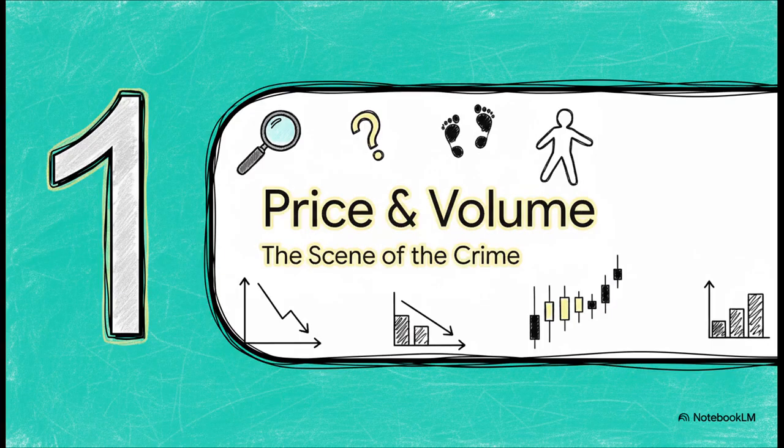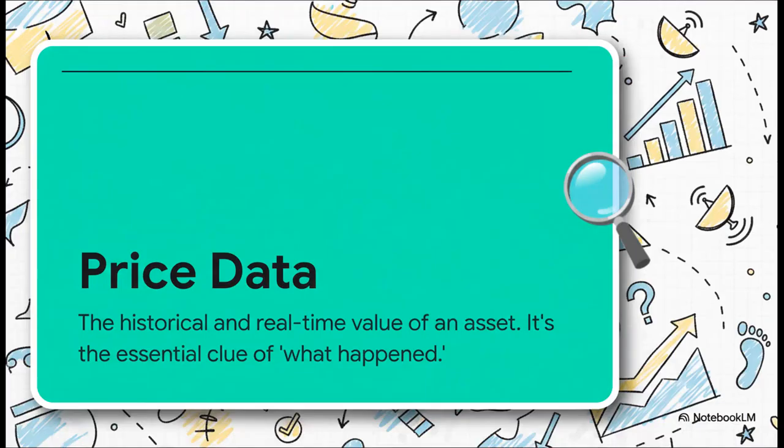All right, every detective worth their salt starts right at the scene of the crime. And for us, that's price and volume. This is where all the action happens, and it's exactly where our investigation has to begin. First up, you've got your price data. Think of this as the footprints left at the scene. It's the raw, unfiltered record of an asset's value, and it answers that first, crucial question for any investigator.